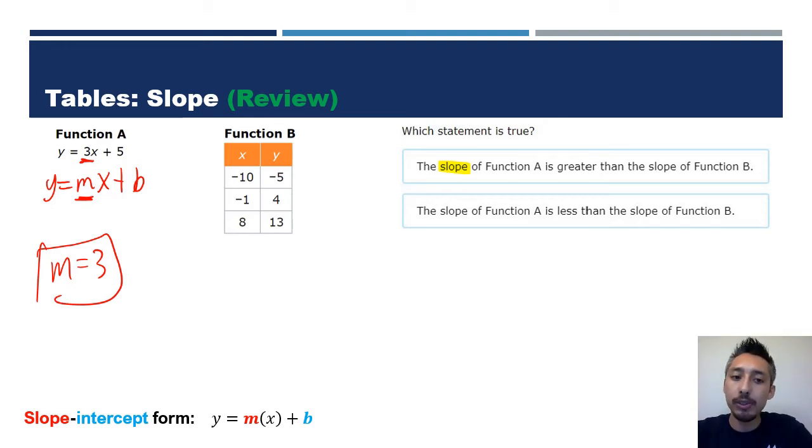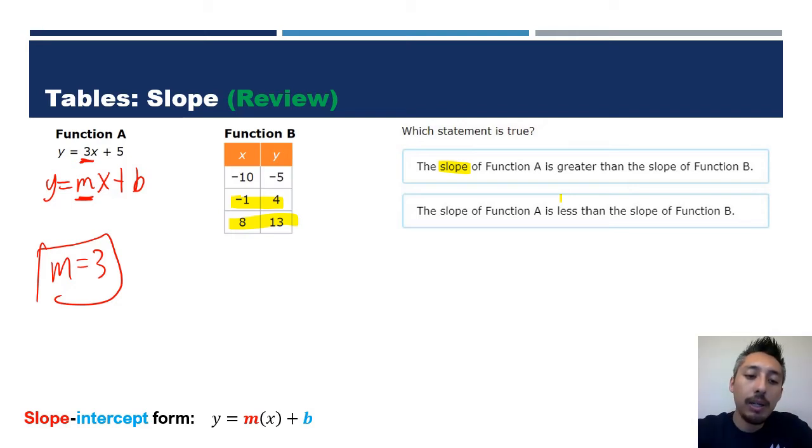For function b, it's going to require more work. So first, let's just choose 2 points. I'm going to choose the positives because it's going to make my answer a little easier to work with. And I'm going to choose this middle point. It just looks easier for me. Again, you could have chosen any 2 points. I just chose those 2.